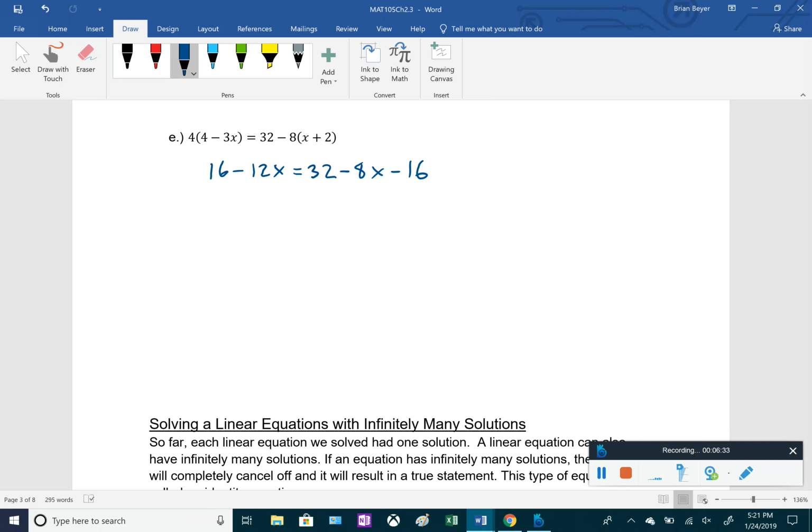So we distributed the 4 on the left, distributed the 8 on the right. So now we need to combine like terms on the right-hand side. So I'm not doing anything to the left. 32 minus 16 is 16.